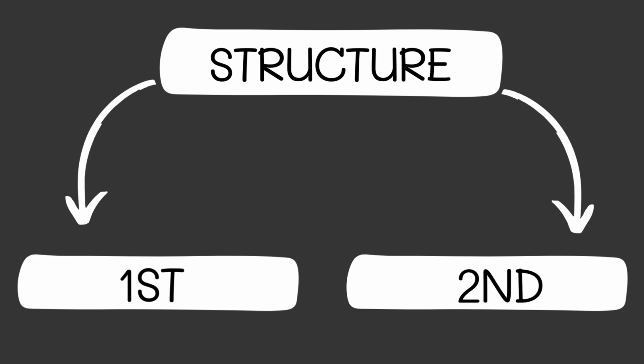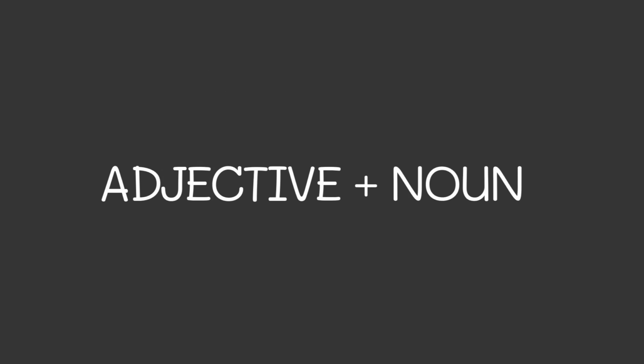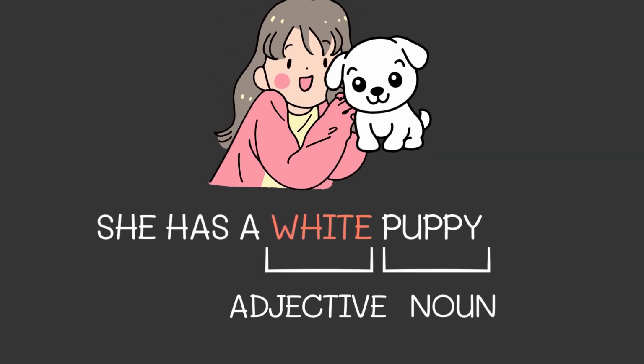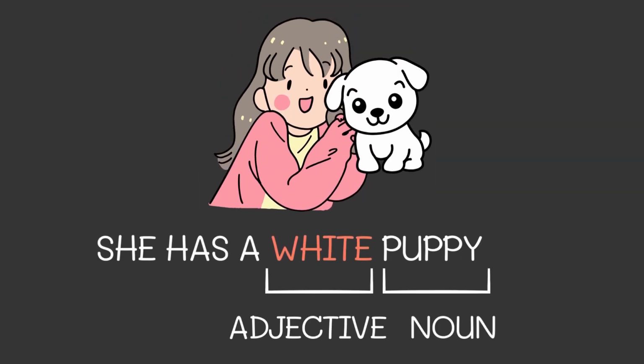Adjectives can appear in two common sentence patterns. The first is before the noun, adjective plus noun, which is the most usual way. For example, she has a white puppy. Here, the adjective white comes before the noun puppy.